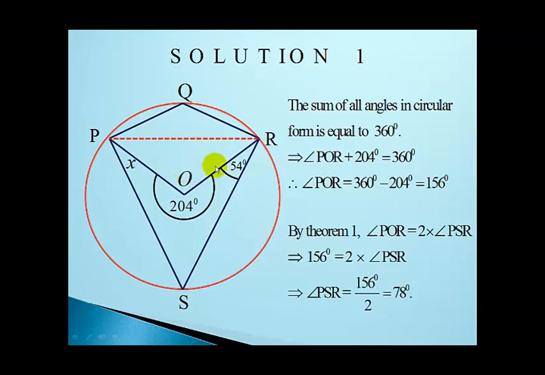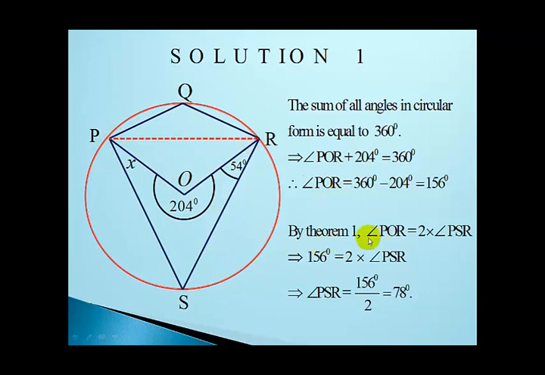Now, by theorem 1, we know that the angle that the chord PR subtends at the center of the circle is equal to 2 times the angle that the chord PR subtends at the circumference. That means that the angle at S times 2 will give us the angle POR.